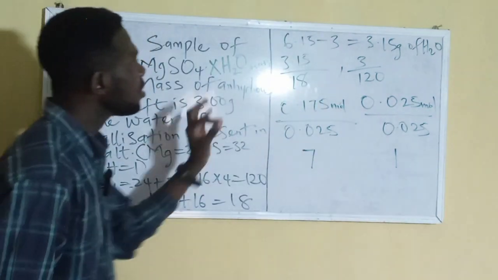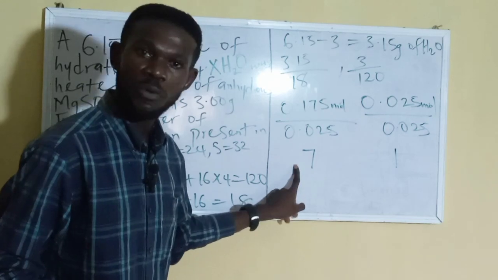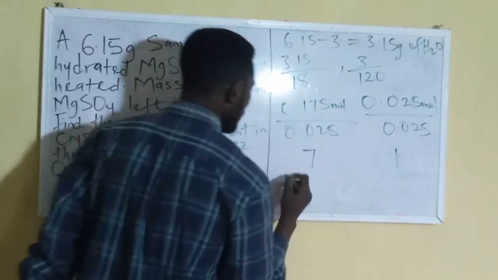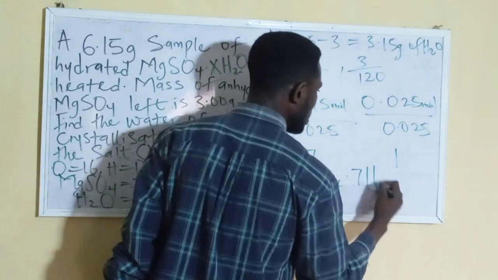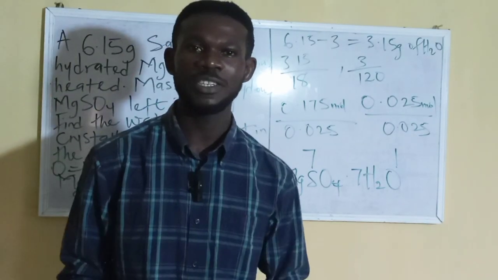That means the number of water molecules is 7. Hence, I can write my hydrated substance as MgSO4.7H2O. This is how to carry out calculations on water of crystallization.